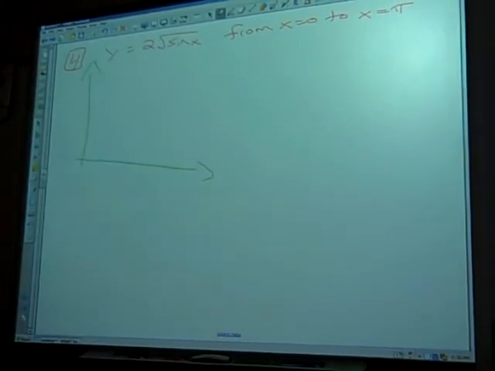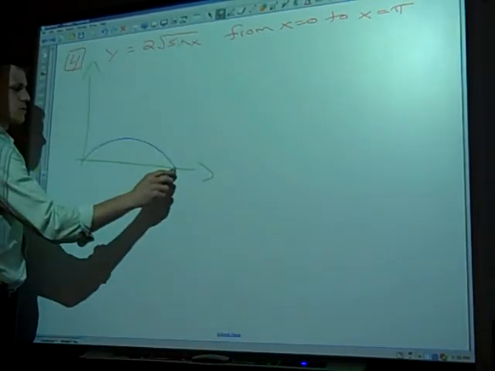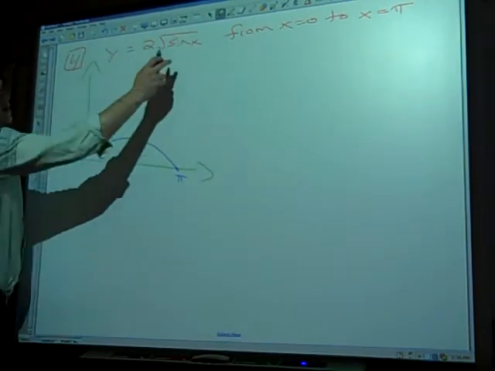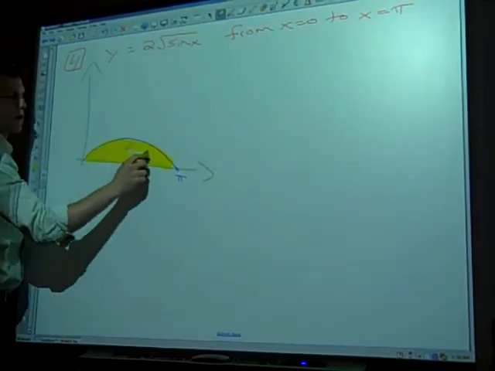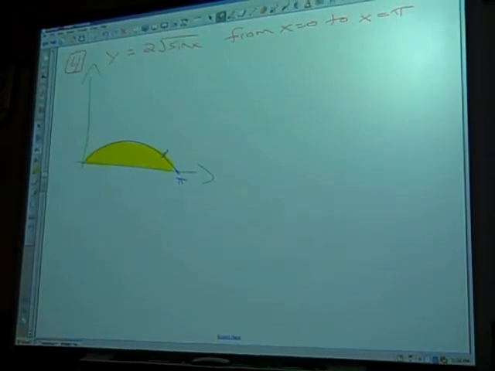Alright, so for problem number 4, we've got a new region. The function 2 times the square root of sine of x, which we graph here, goes out to pi. And from this region, we don't have squares coming out of this base. So this is the base. It says perpendicular to the x-axis.